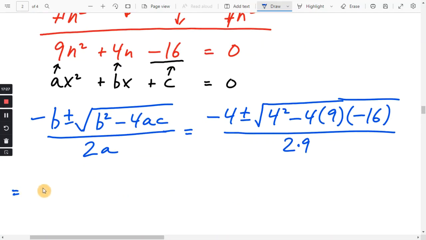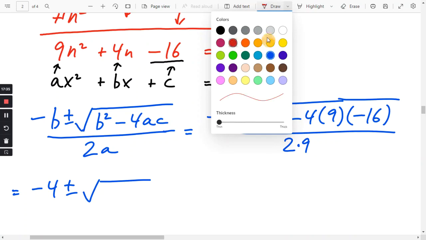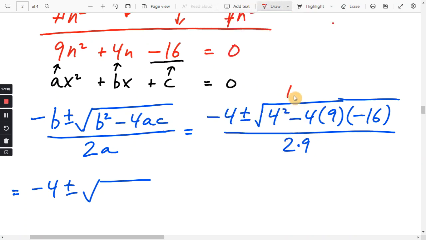Okay, so we have negative 4. And for the square root, let me see, 4 squared is 16, and this is going to be negative 36 times negative 16. I need the calculator. So this part right here is positive 576, all right? Watch your signs. This is negative 4 times positive 9 times negative 16. Okay, and then when you combine these two, that's going to be 592. And that's divided by 2 times 9, which is 18.